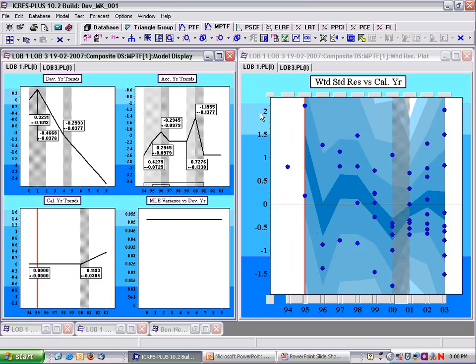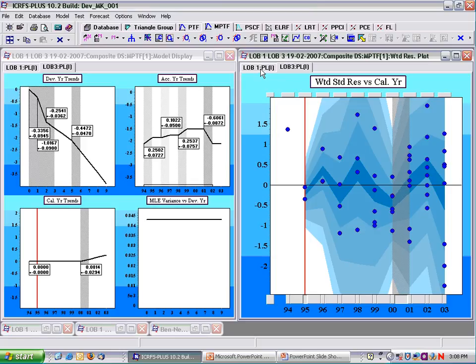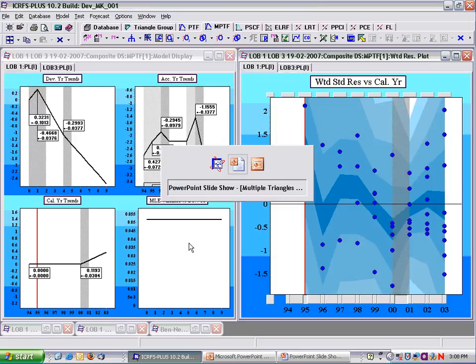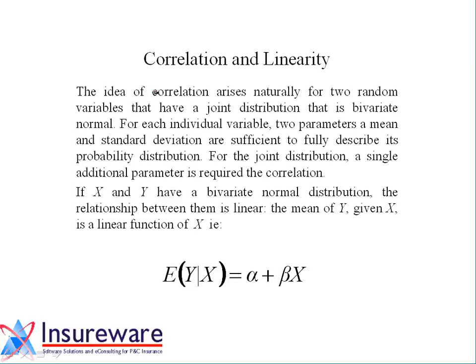Now, the fact that these two sets of residuals are correlated, we call that correlation. And what do we mean by correlation? So let's study correlation a little bit. And I'm going to stress right at the outset that linearity, correlation, weighted least squares, normality, and regression, weighted regression, are all the same concepts.